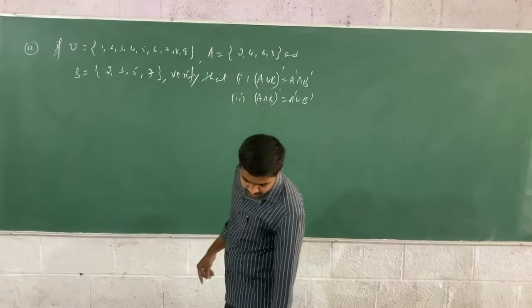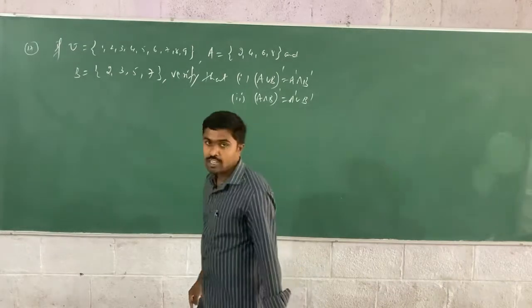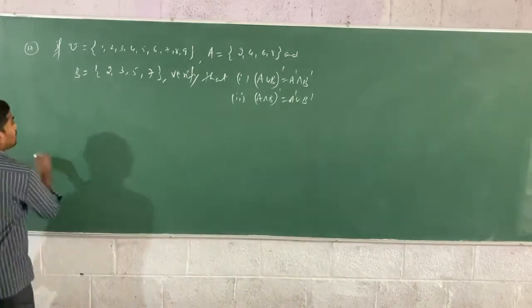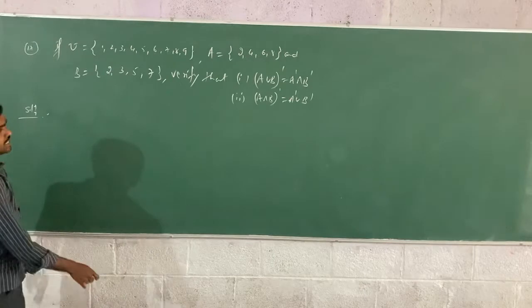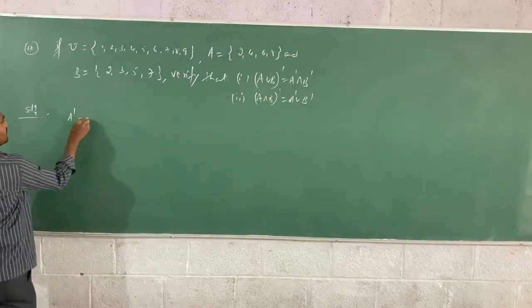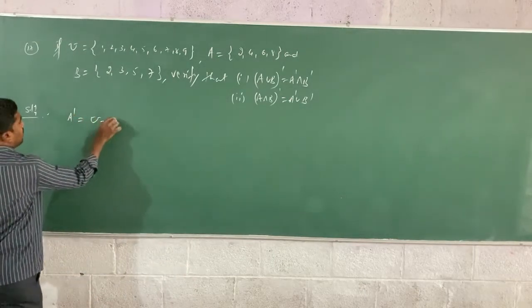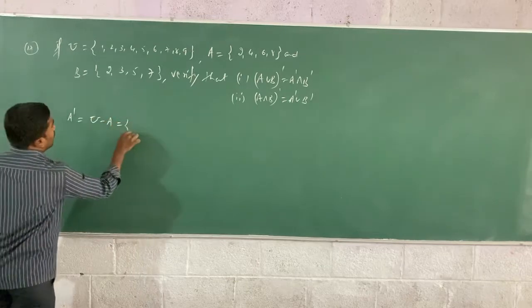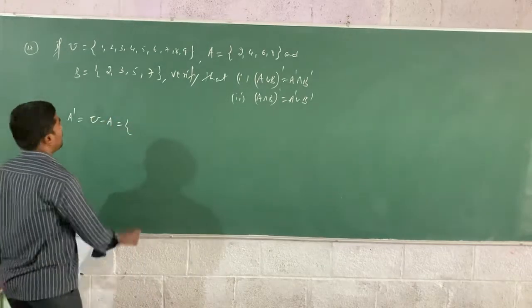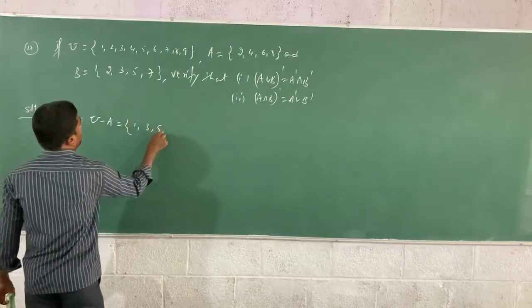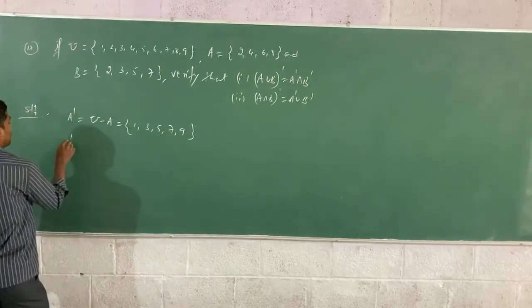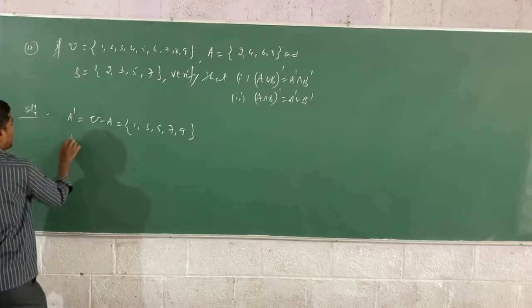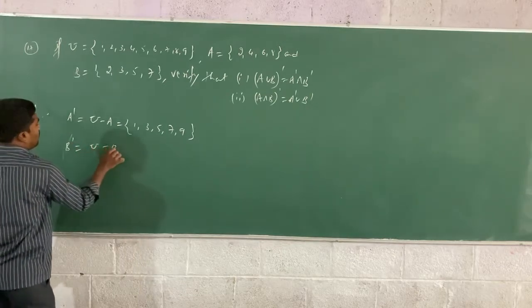So this problem is important, the last class that we have to solve. Solution. So first we have to find A dash and B dash. First, A dash is equal to U minus A. U only A is equal to 1, 3, 5, 7, 9. Next, B dash. B dash is equal to U minus B.